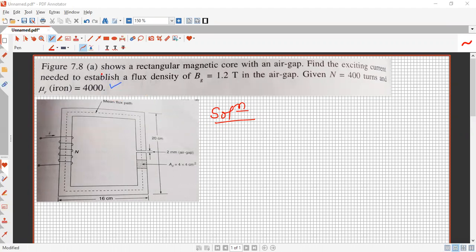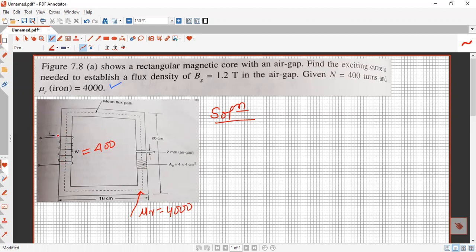The book is the Nagrath book. I have taken this problem from the Nagrath book. This problem shows a rectangular magnetic core with an air gap. Find the exciting current needed to establish a flux density Bg. This is the air gap, and we have to maintain a flux density of 1.2 Tesla. The number of turns is given as 400, and the relative permeability of this magnetic material is given as mu r equal to 4000. It is saying that this is for iron. The magnetic core is made up of iron, and here the number of turns are placed.